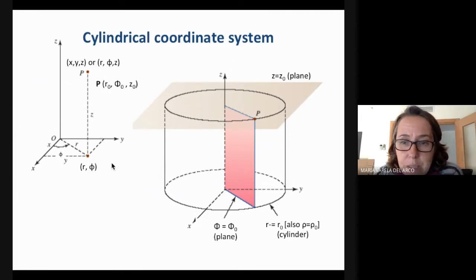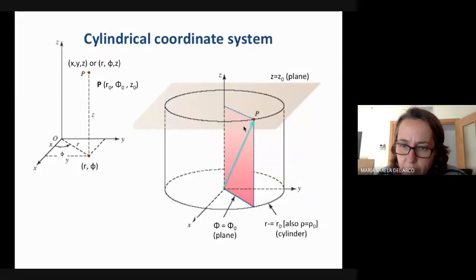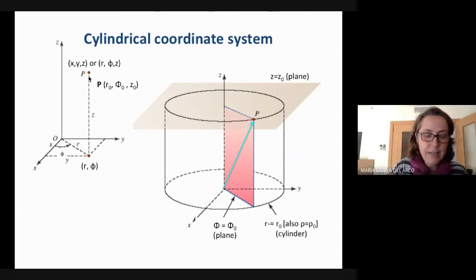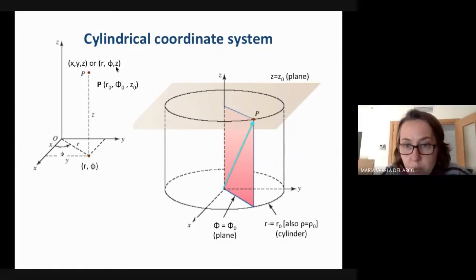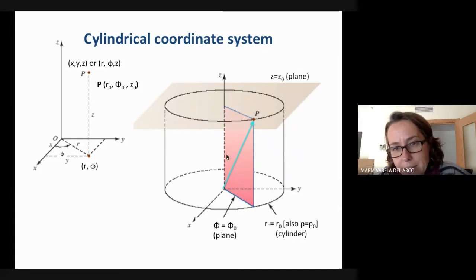So anyway, how do we actually write a vector that goes all the way from the origin here to my point P there? Let me draw it for a moment. This would be my vector R, the same vector that goes from the origin of coordinates all the way up to P. How would I write this down in cylindrical coordinates? What do you think? Remember, my cylindrical coordinates must have a radial component, which is this distance, an angular component, and then also a z component.